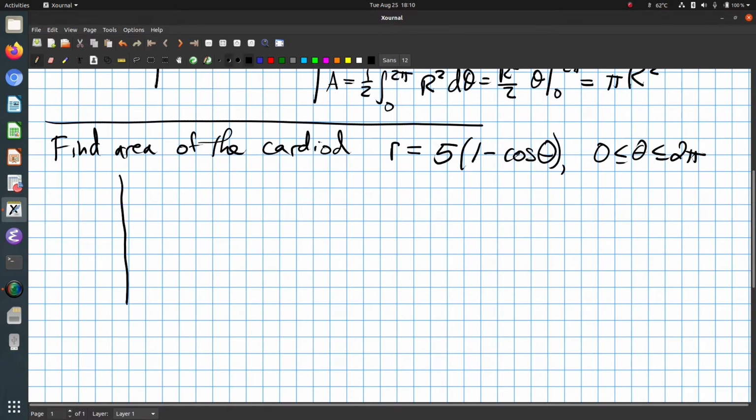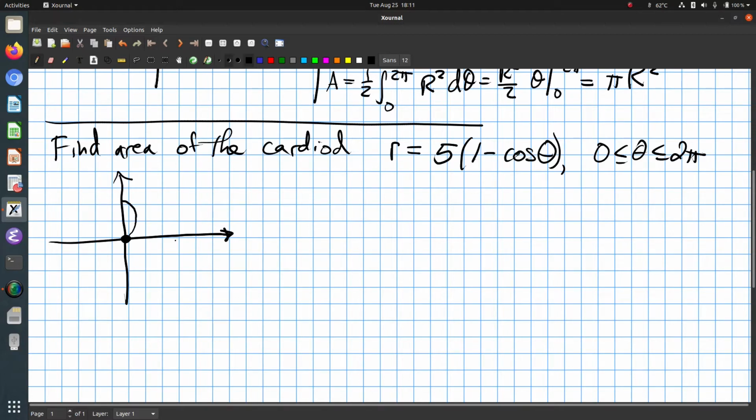If we want to plot this cardioid, it's quick enough to tell. Because if I put in theta equals 0, cosine of 0 is 1, and so 1 minus 1 is 0, and that'll put me right on the origin. As I increase my theta, the cosine decreases, so 1 minus the cosine will start increasing, and so it'll kind of go up as my theta goes around.